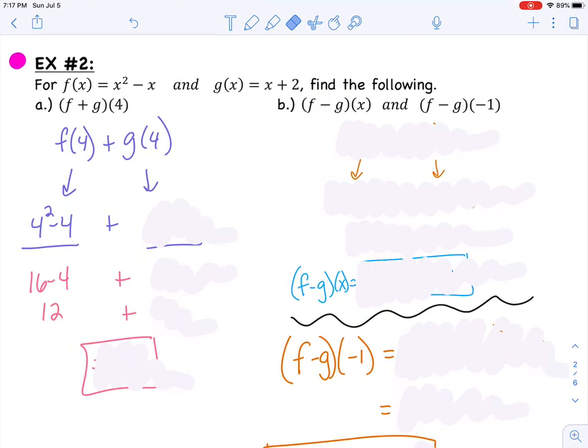Now let's do g of 4. In your g function, wherever you see an x, you're going to plug in a 4. So you should end up with a 4 plus 2, which is 6. And so 12 plus 6, f of 4 plus g of 4, is really 18. So f plus g of 4 is 18. It would mean the same thing.